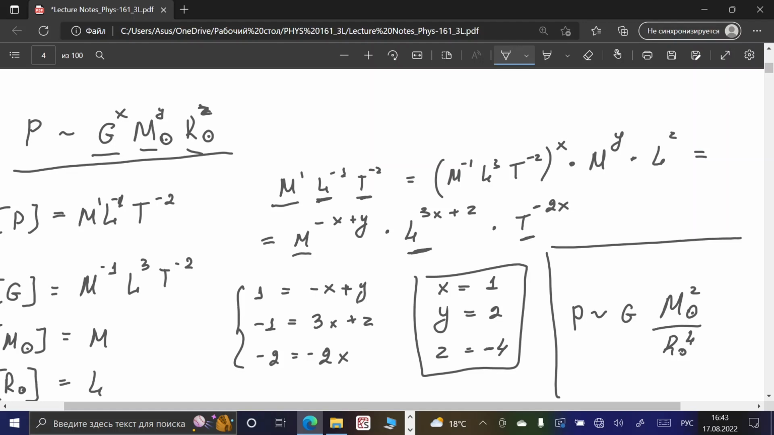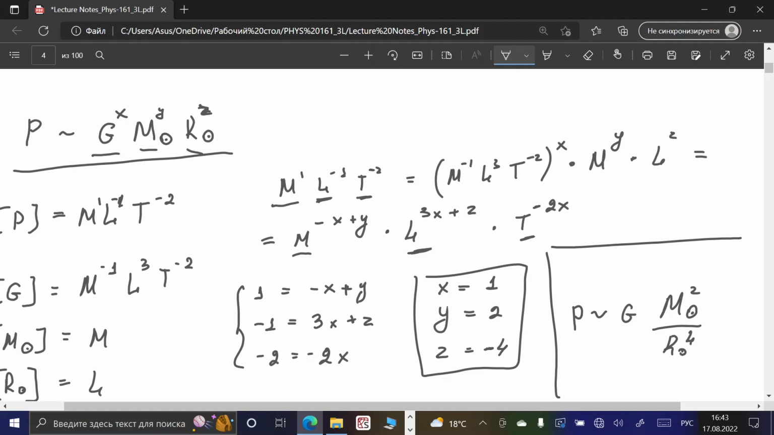And here we see, first of all, which parameter among those we considered is dominant. Obviously, that will be our radius, because it goes into the equation with the highest power, power of 4, twice larger than the power next to the mass of the sun.